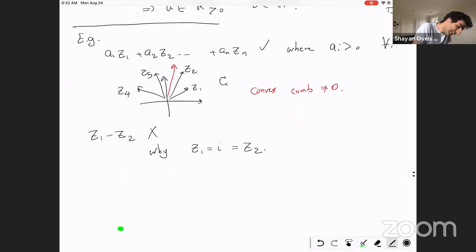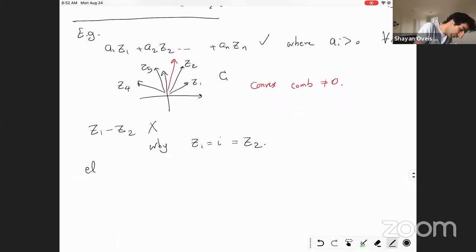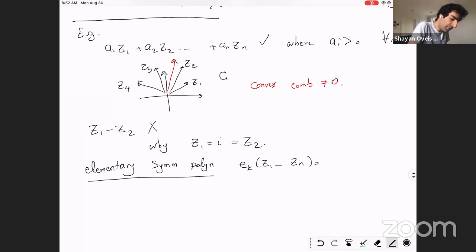Another example is the so-called elementary symmetric polynomial. If you haven't seen this, I'm defining it here as well. We write e_k of z1 up to zn for this notation. This is a polynomial: a summation over all sets S, a subset of [n] of exactly k of these variables, of the product over i in S of z_i. So basically it has all possible monomials of degree k, and all of them have the same coefficient equal to 1.